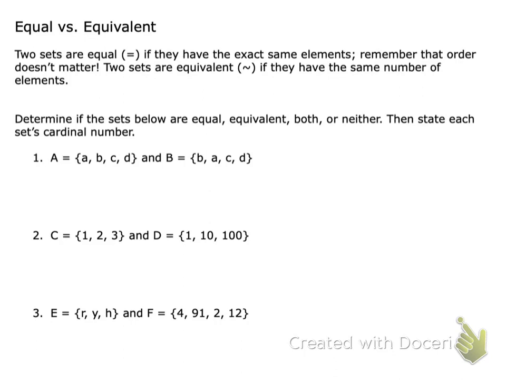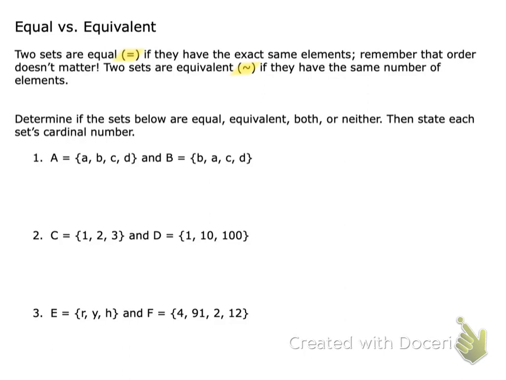So equal uses the equal sign, and it means that the two sets have the exact same elements. So every element that's in one set also has to be in the other. Order doesn't matter. Equivalent, which uses this little squiggle, does not have anything to do with which elements are in the set. It has to do with the size of the set. If it has the same number of elements, they're equivalent sets. But they're not equal sets because they don't have the same elements in them.